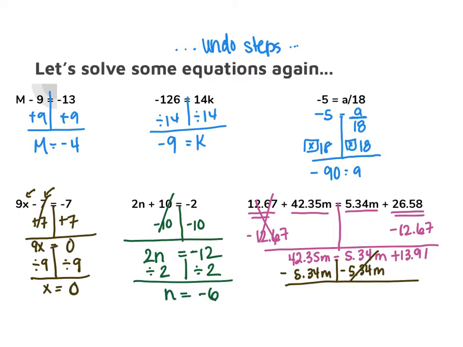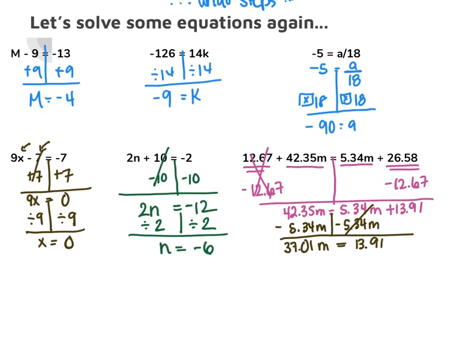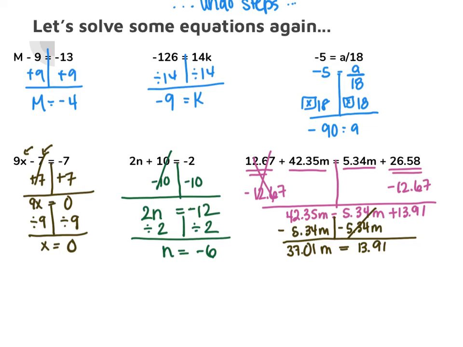When I combine like terms, I am combining the coefficients. So I'm technically taking 42.35 and subtracting 5.34. I get 37.01 m equals 13.91. And my last step here is to go ahead and divide out that 37.01, because it's attached to the m by multiplication.